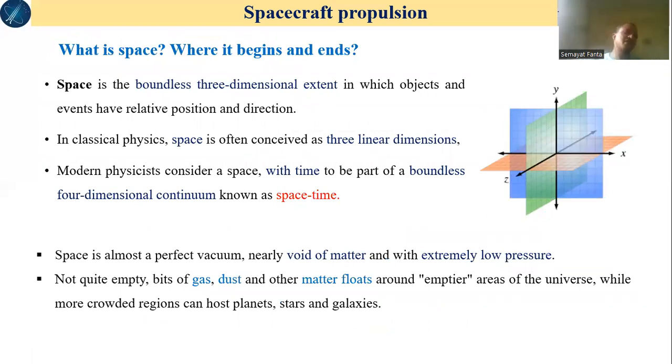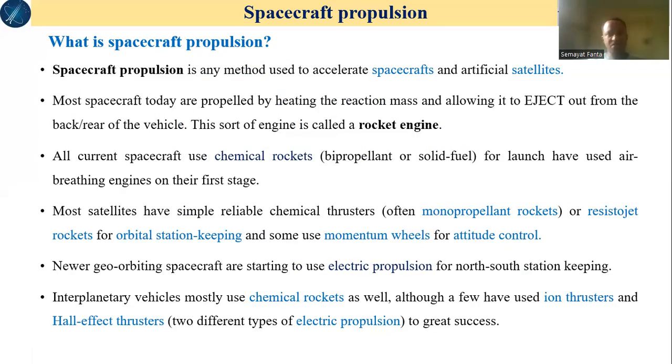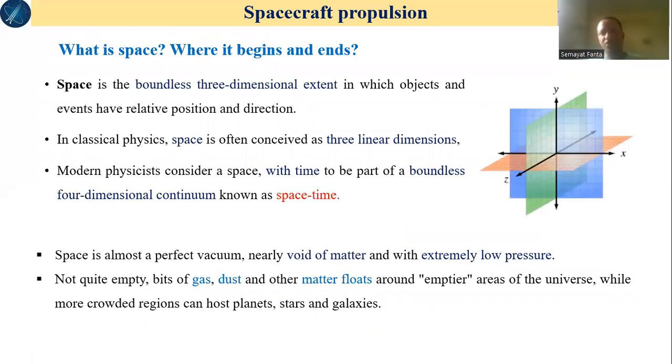Now let's go to some vast ideas, like what is space itself. When we talk about spacecraft, space is one word. So what is space itself? Space is simply a boundless three-dimensional extent in which objects and events have relative position and direction only. When we say simply space, it is boundless.